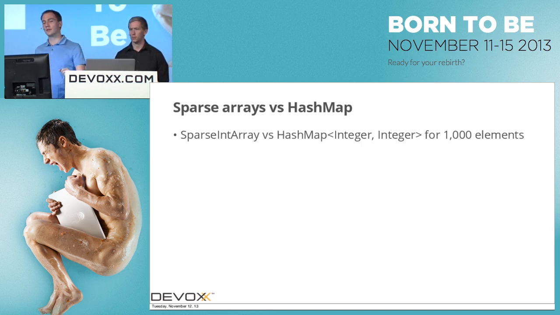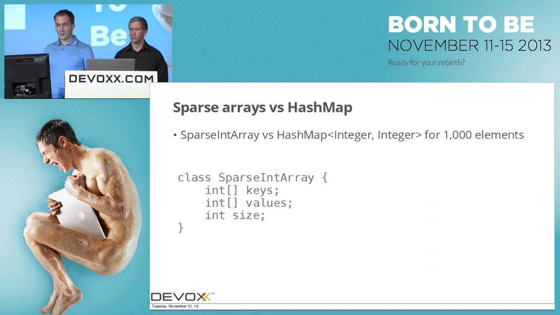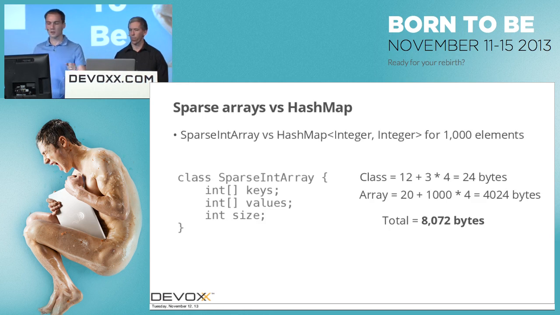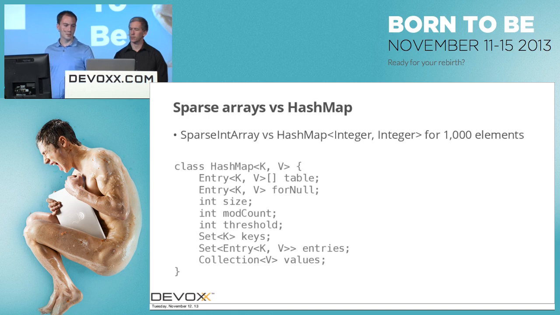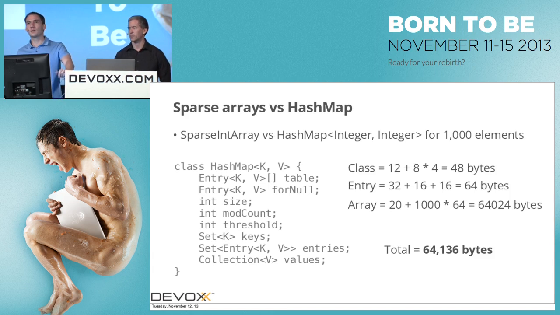So here's an example of the benefits of sparse arrays. Let's imagine we have a hash map of integers to integers, and it contains 1,000 elements. That's not that many elements, and integers are pretty small objects. And this is the content of a sparse int array. If we compute the size of an instance of a sparse int array using the math that we've seen before, a sparse int array of 1,000 pairs of integers will take up about 8 kilobytes of RAM. That's pretty small. Now, the same map using a hash map, that's what a hash map contains. There's a lot more stuff. And it's going to use about 64 kilobytes. So it's 8 times bigger than the sparse array.